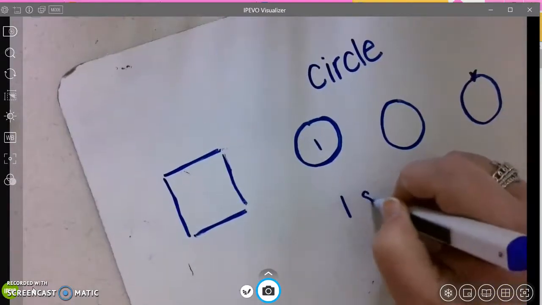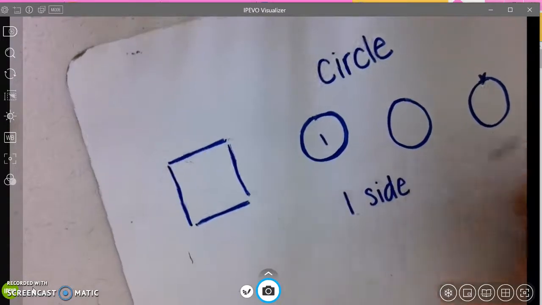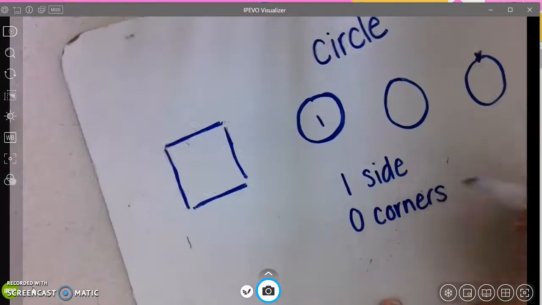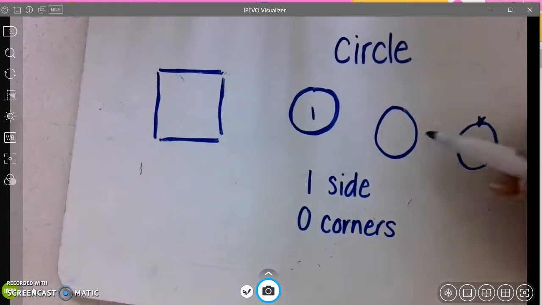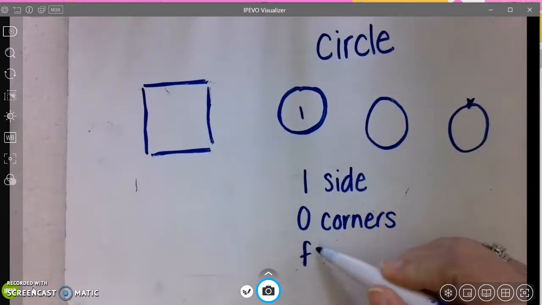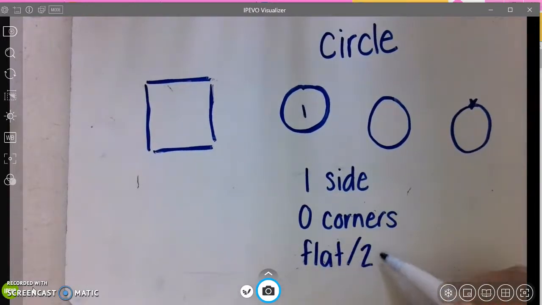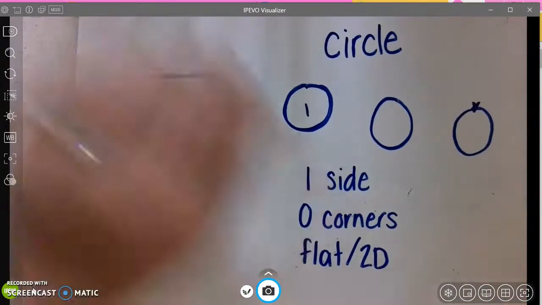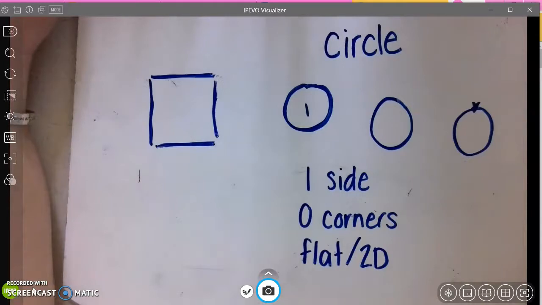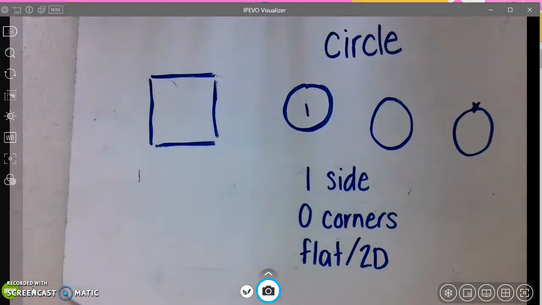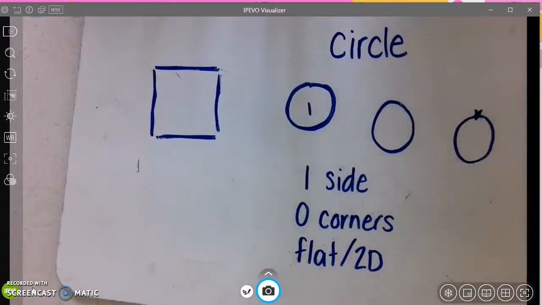A circle, you don't have to write this, has one side. It has 0 corners. Okay? And a circle is flat. This is important to know. This is called a 2D shape. A 2D shape stands for two-dimensional, and that means that it is flat. I cannot hold this circle. I cannot pick it up. Well, that's not true. When it lays down, it's completely flat.